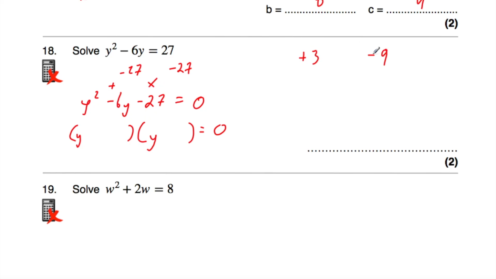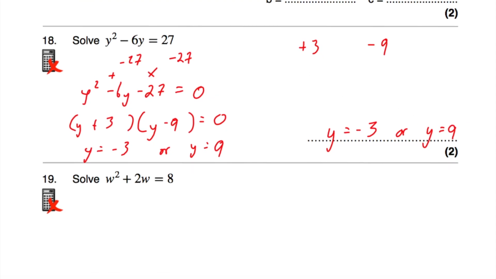So I'm thinking 3 and negative 9, because 3 times negative 9 is minus 27, and negative 9 plus 3 is equal to negative 6. So that means our brackets would be y plus 3 and y minus 9. And in terms of these brackets, we want to see when they're equal to 0. So this bracket will be whenever y is equal to minus 3, or y is equal to 9. And that's it. So there are solutions: y equals minus 3 or y equals 9. So if you've got an equation which has a quadratic in it, but it doesn't equal 0, make it 0 to begin with, and then try and factorise it.